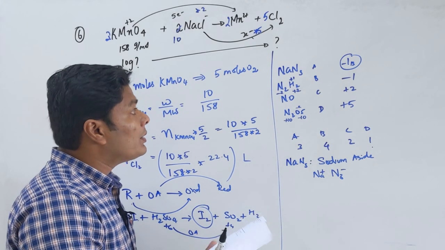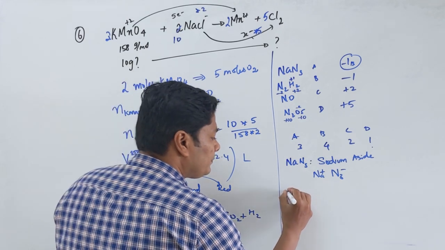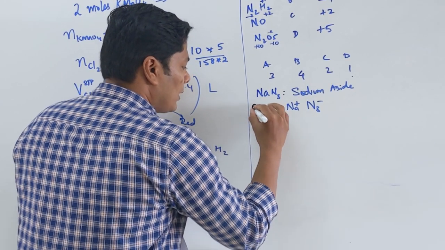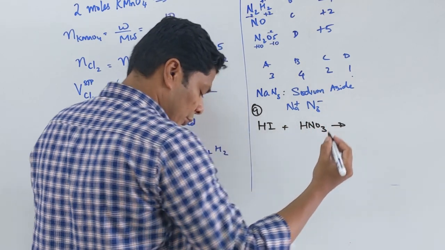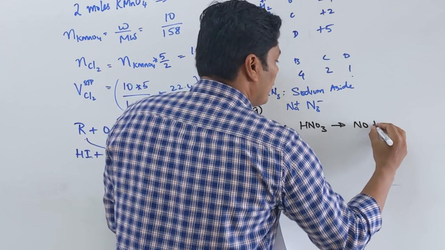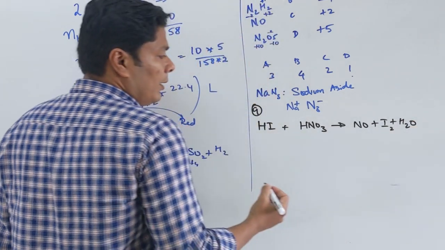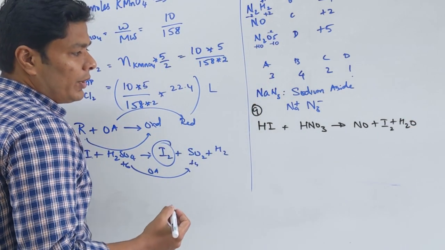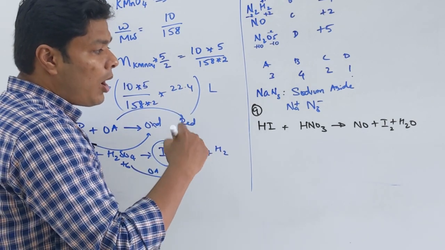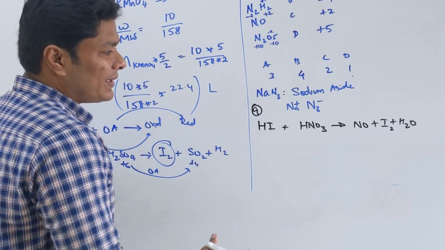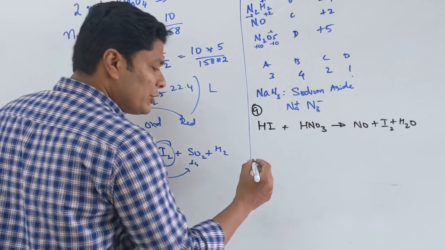Right. So now we have the next option: HI plus HNO3 gives you NO plus I2 plus H2O. Now you can do redox balancing through the oxidation number method, or through the half reaction method. The half reaction method is a little easier here, but still it's not that big of a deal. Let's do the half reaction method.